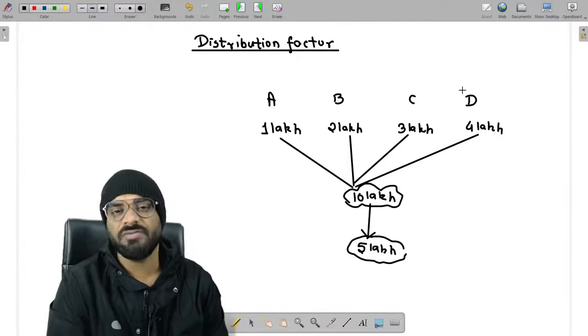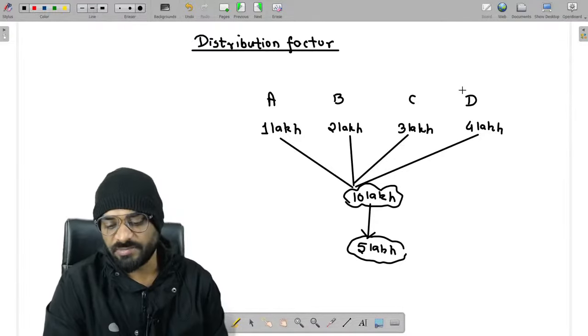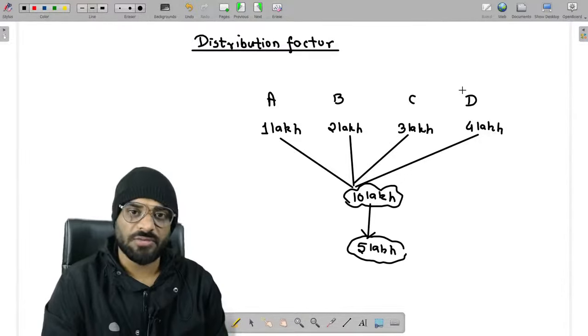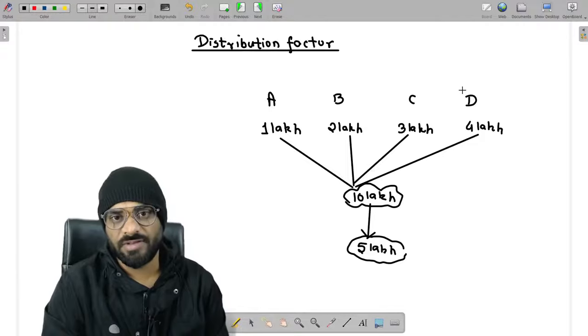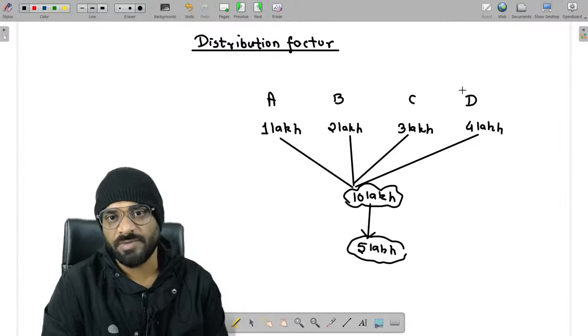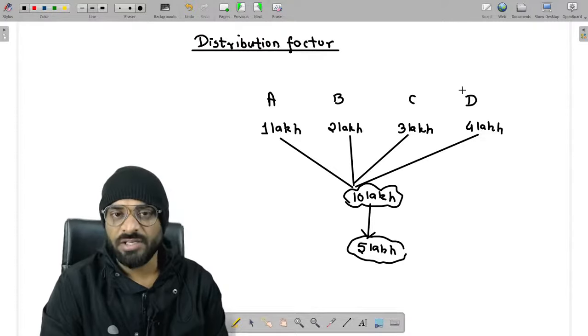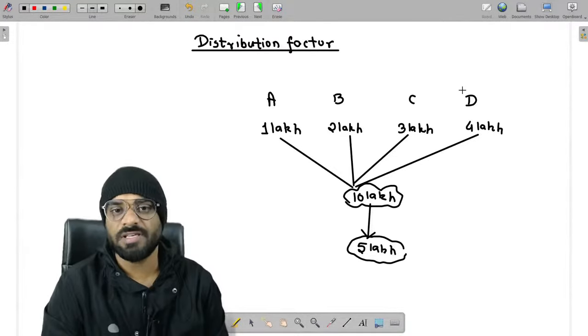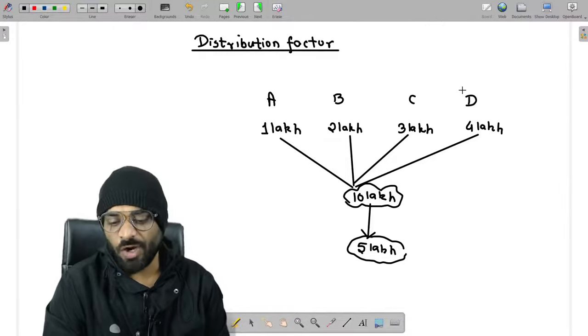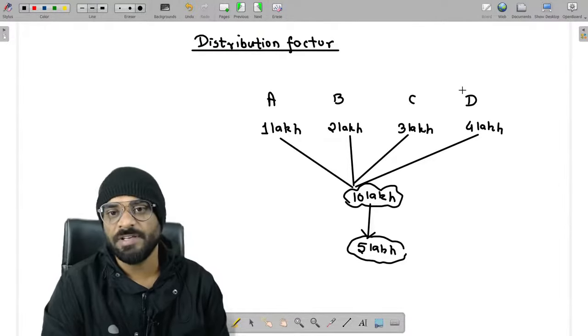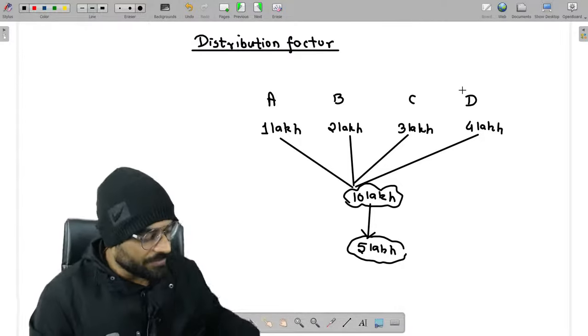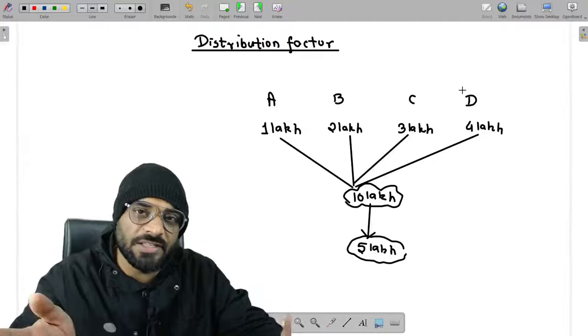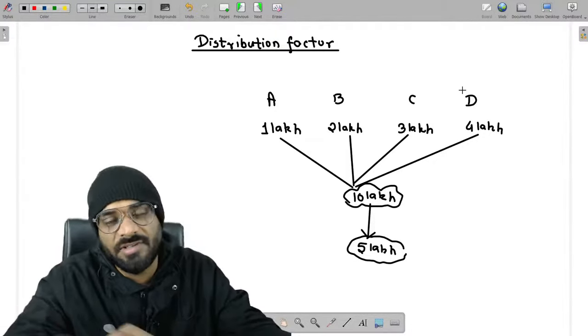In the proportion of their investment. Very nice. Yes. In the same proportion, right? You can say that, guys, we have to calculate how much proportion of their investment to the total capital, and according to that I will share this particular profit. So it is very simple. Tell me, guys, how much amount of profit A will get, how much amount of profit B will get, how much amount of profit C and D will get. Please write down in the chat box. If you are able to understand this, then it means you are able to understand the distribution factor. Very easy.